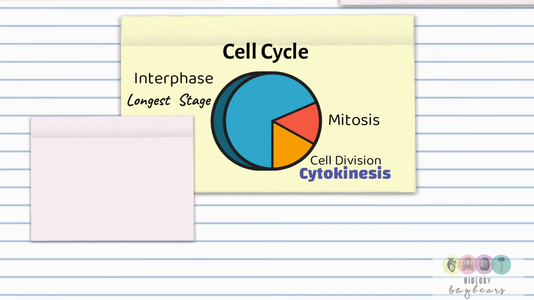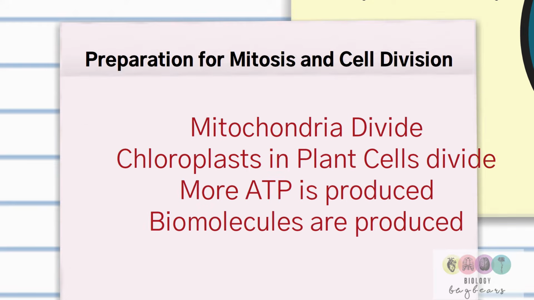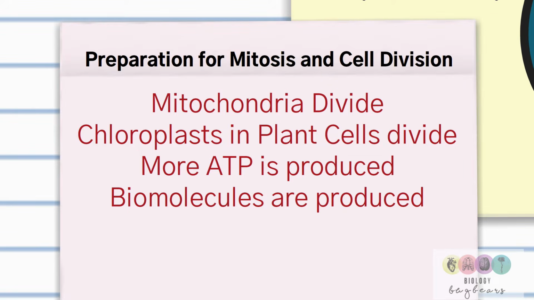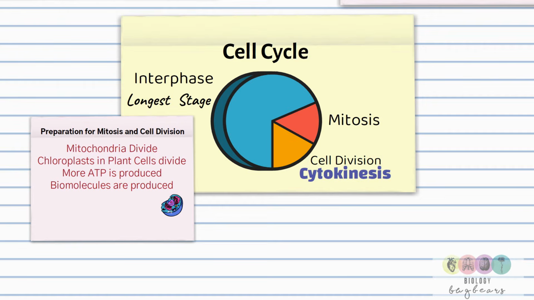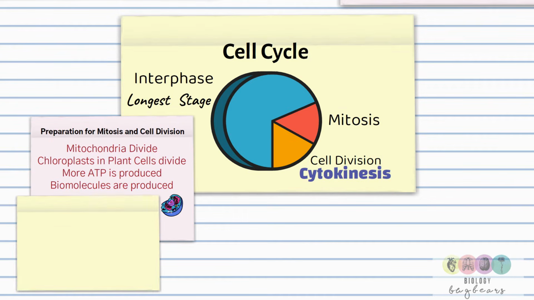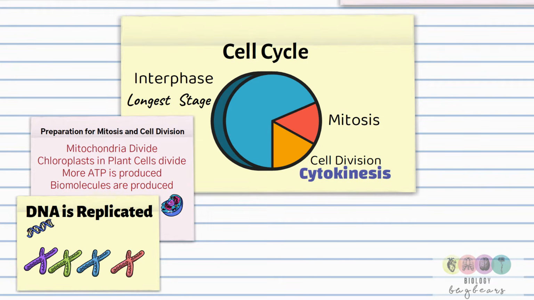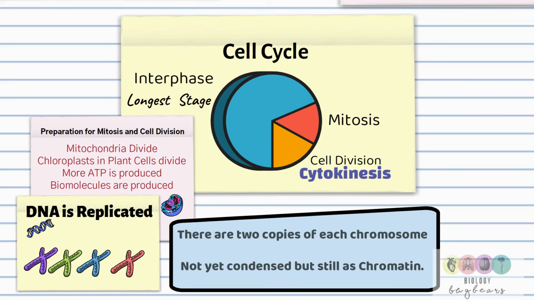In the later stage of interphase, the cell gets ready for mitosis and cell division. It prepares by producing more mitochondria and more chloroplasts also if it's a plant cell. A lot more ATP is produced and stored, and biomolecules such as proteins are produced. But the most important thing is that the DNA is copied, so it's replicated. So really there are two sets of each chromosome, but they're not yet condensed. They're still in that stringy format, chromatin.